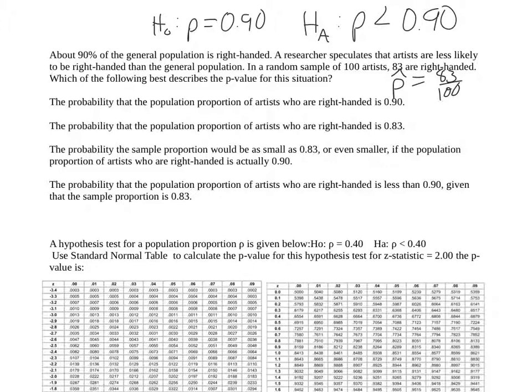But let's go to the next answer option, just to show you why that one's wrong. So this one says the probability that the population proportion of artists who are right-handed is less than 0.9, given that the sample proportion is 0.83. This is kind of making it backwards. Right here we say if the population proportion is actually 0.9, and this says given that the sample proportion is 0.83. It's really easy to confuse these two, right? This is basically saying this is our null hypothesis and this is the alternative. But that doesn't make any sense in this context.